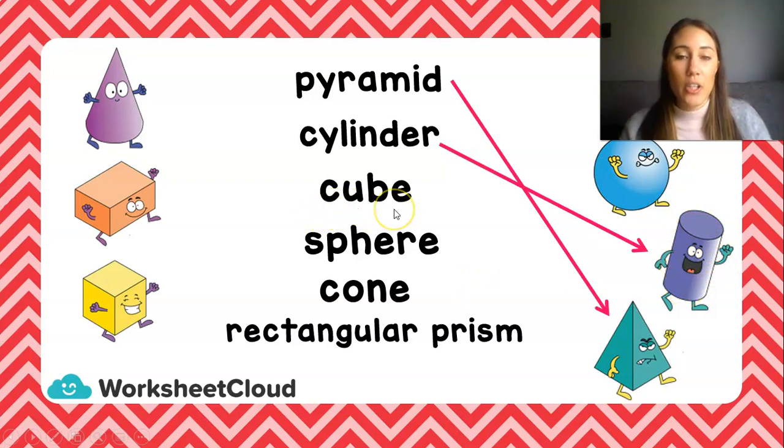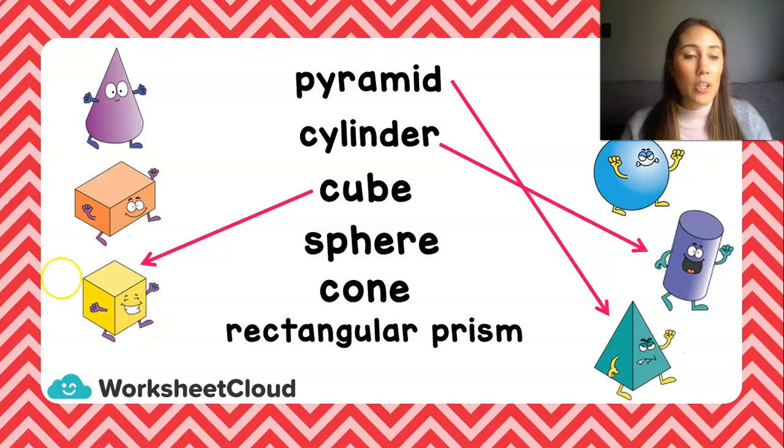Okay, let's look for our cube next. Over here I see the cube looks very excited. And how do we know that it is a cube? Remember, our cube has perfect squares all the way around. Every single side has to be an equal square.